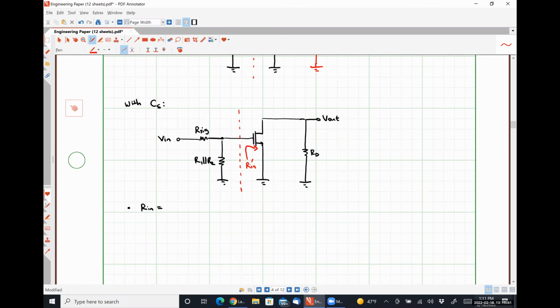All right. So if we look in here, what do we see? Parallel. Exactly right. R sig plus R1 in parallel with R2 in parallel with infinity, which is just R sig plus R1 in parallel with R2.